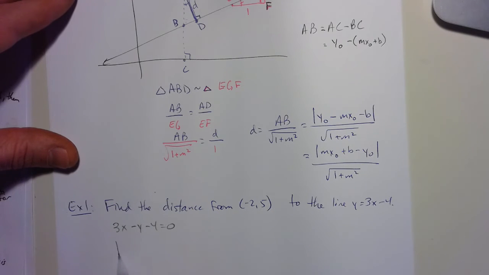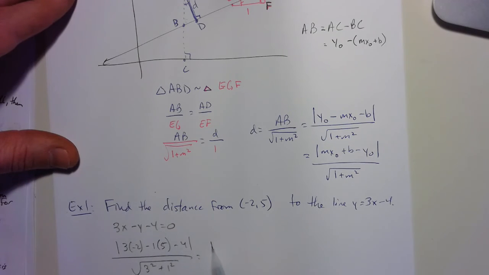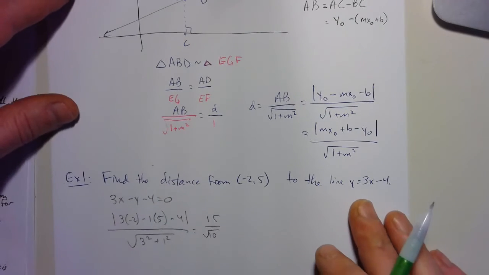And see that, a times the x value, minus 1 times the y value, minus 4, all of that over 3 squared plus 1 squared. I could put it as negative 1, but I know it's going to go away. This all becomes 15. I get 15 over root 10. That one looks like it's going to reduce.